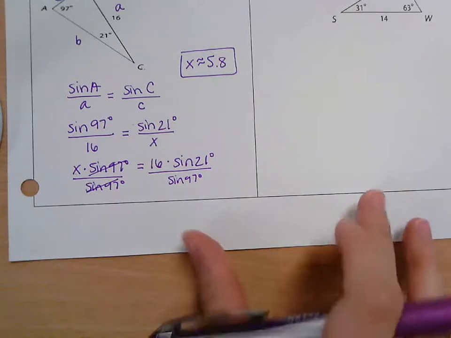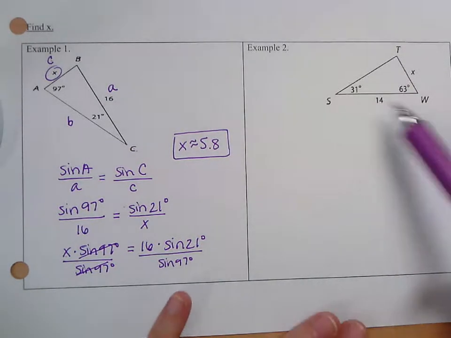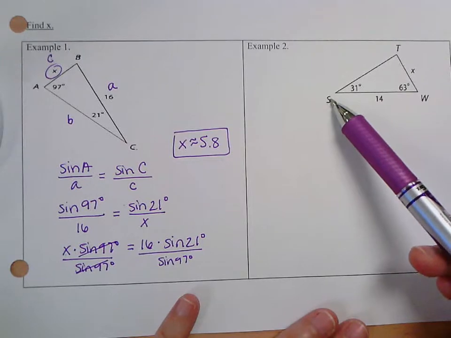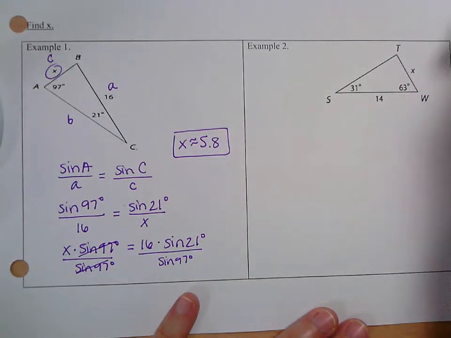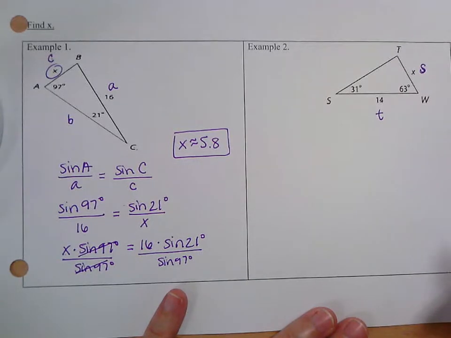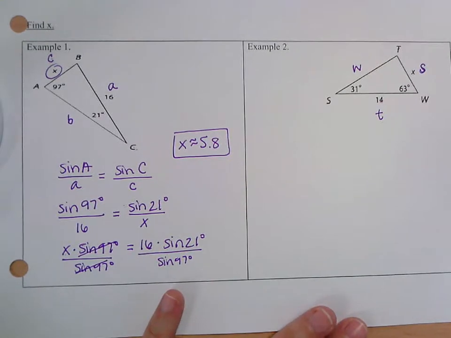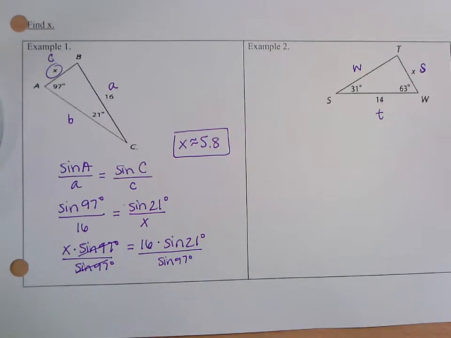Okay, so now looking at example 2, not every triangle you're given is going to be labeled triangle ABC. Okay, law of sines can still work, it's just different letters. So here we have STW. So I'm going to label my sides, so opposite angle S, where I have my X, that would be side little s. Opposite angle T, the 14 would be side T, and then opposite the angle W would be side W. So it's still the angle with its opposite side is what you're looking for.